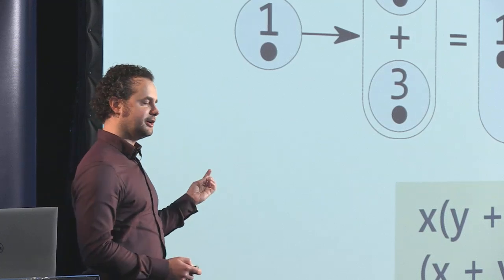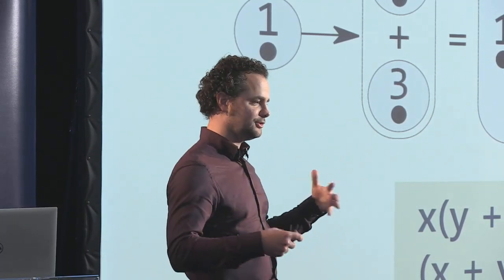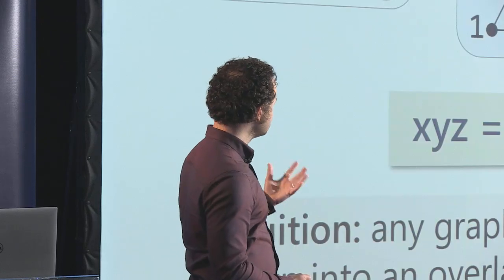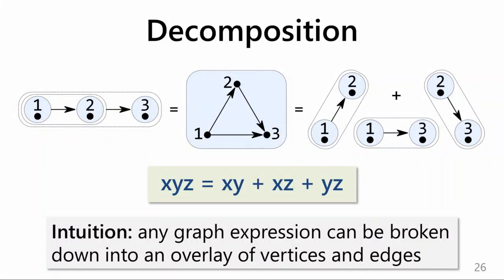The key here is that these two operations have the same identity, the empty graph. And in semi-rings, you're not supposed to have this. So what's going on? Everything boils down to this law that we also have in graphs, and we don't have in numbers. And I call it decomposition.